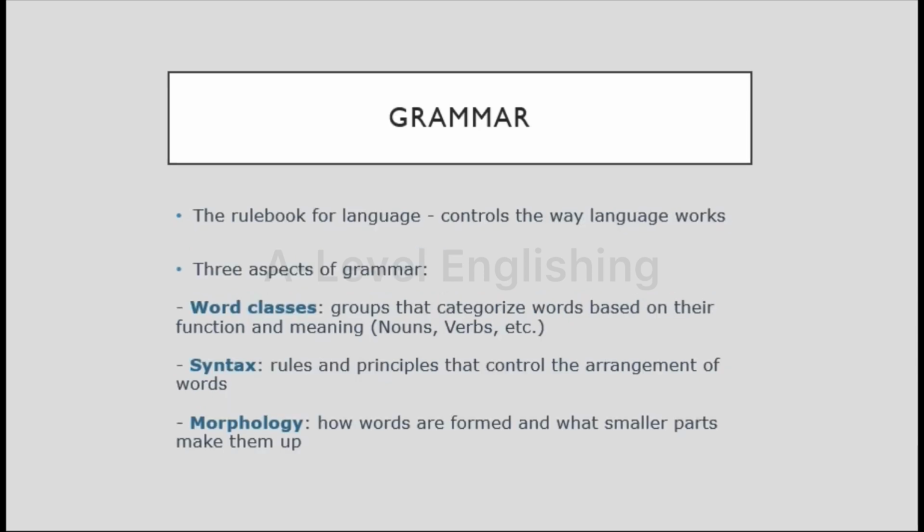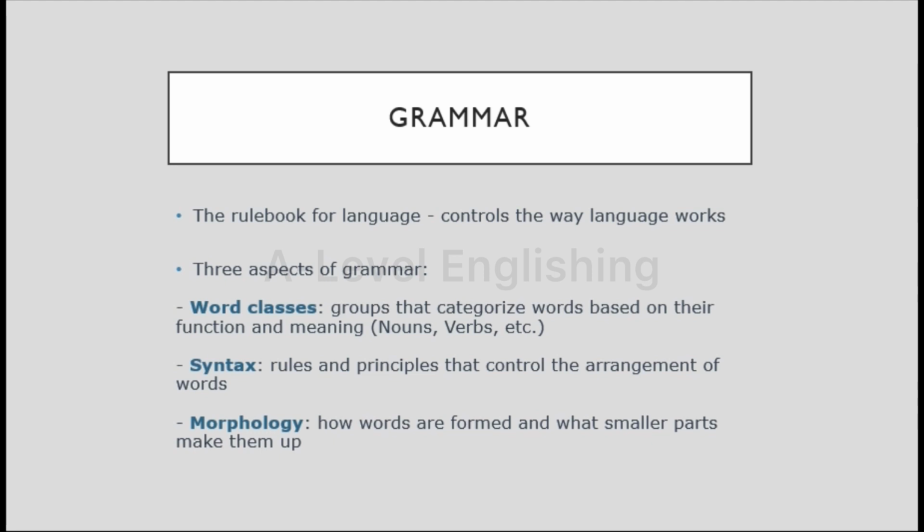Now, this must be the most familiar topic out there for you guys, I hope. Grammar, the rule book for language, controls the way language works, the most basic and expectedly one of the most important language frameworks. So, there are three aspects of grammar. We have word classes, groups that categorize words based on their function and meaning. So, we have nouns, verbs, prepositions, adjectives, pronouns, determiners, etc.